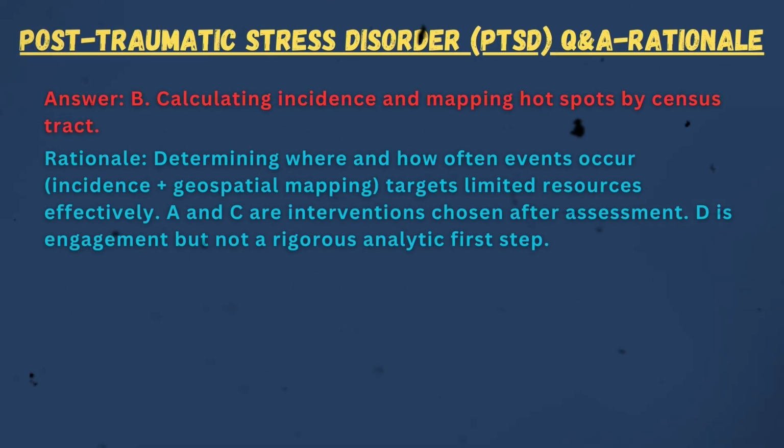Answer. B. Calculating incidence and mapping hotspots by census tract. Rationale. Determining where and how often events occur. Incidence plus geospatial mapping targets limited resources effectively. A and C are interventions chosen after assessment. D is engagement but not a rigorous analytic first step.